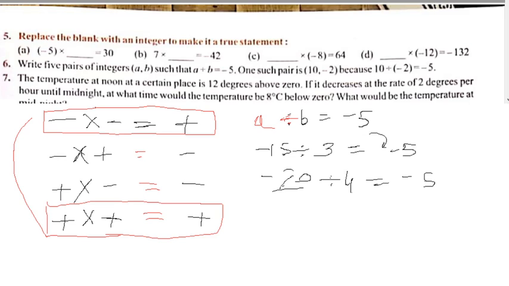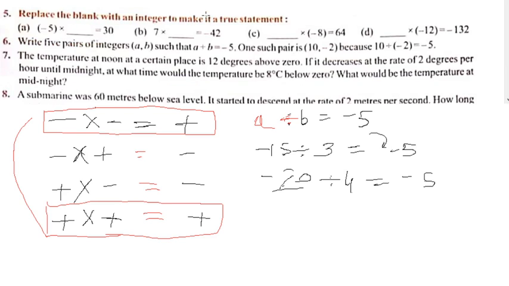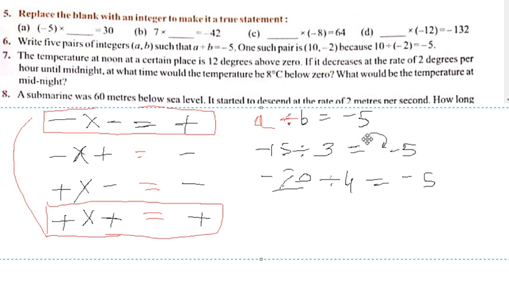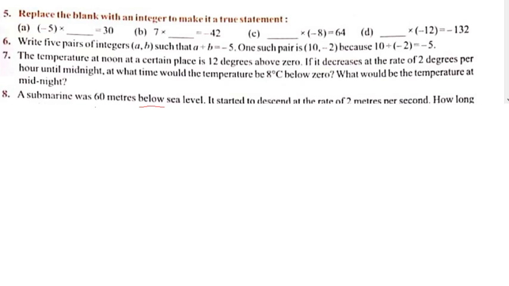Now the next question, 7. The temperature at noon at a certain place is 12 degrees above 0. Above 0 means you take this as positive. So we have taken this positive, and how much is this? 12 degrees. Okay, 12 degrees you write.